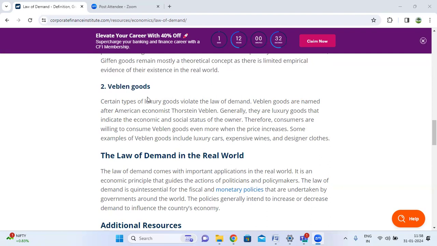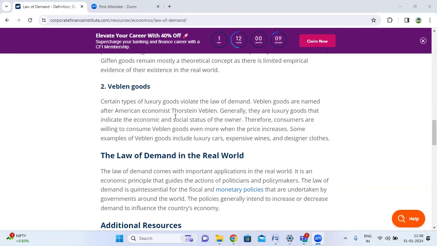Another exemption is Veblen goods. Certain types of luxury goods violate the law of demand. Veblen goods are named after the American economist Thorstein Veblen. Generally, they are luxury goods that indicate the economic and social status of the owner.